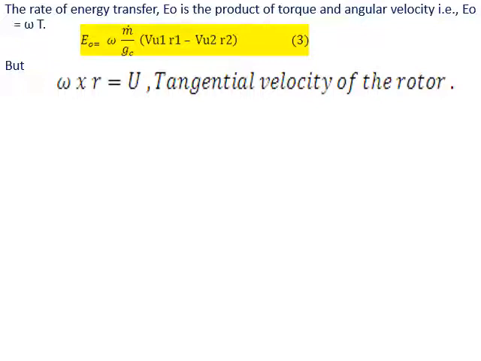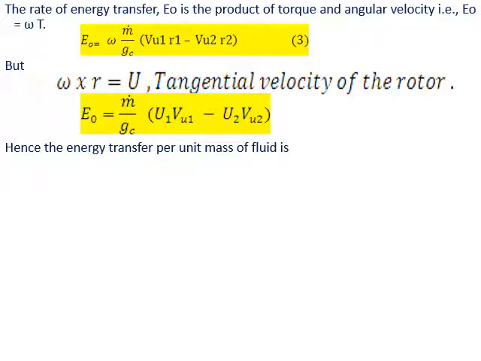Omega into R is equal to the tangential velocity of the rotor. Tangential velocity of the rotor is given by omega into r. So according to this, the equation becomes E naught, or energy transfer, is equal to m dot by gc into (omega into r1, which is taken as U1) Vu1 minus (omega into R2, which is taken as U2) into Vu2.